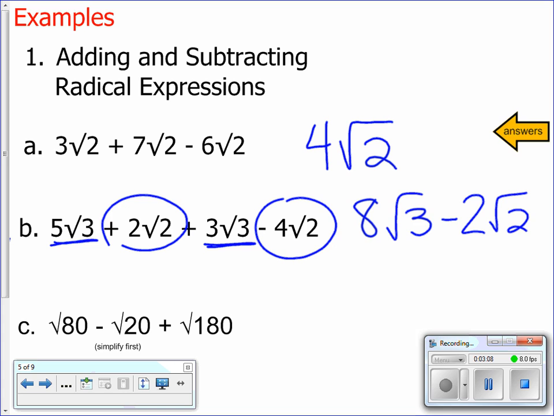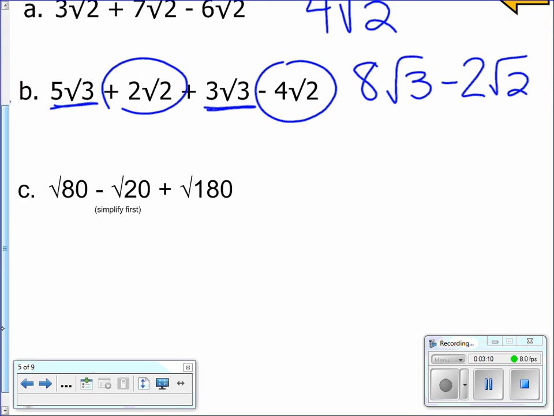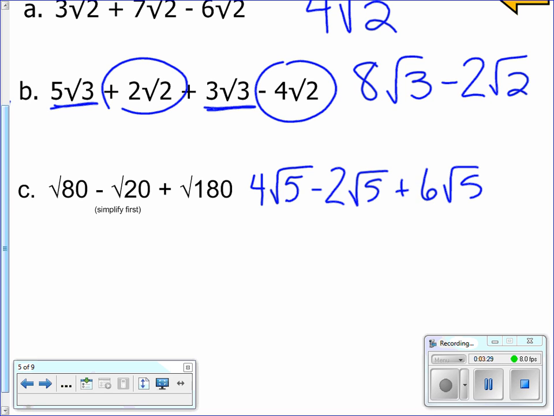In C, we want to simplify those radicals first. So the square root of 80 is 4 square root 5. It's 16 times 5. The square root of 20 is 2 square root 5. And the square root of 180 becomes 6 square root 5. And so if I add those together, I get 8 square root 5.